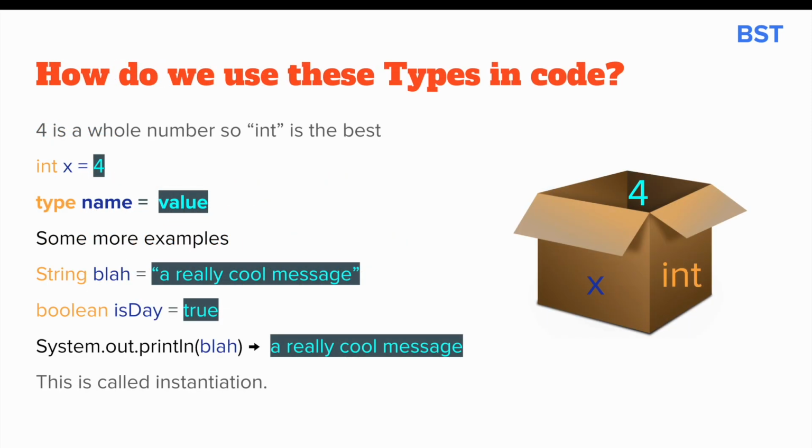So how do we use these types in code? This process is called instantiation, as I mentioned before. For the most generic type, you just do the type, name of the variable, and then the value. So for integer, in this box diagram I have here, I would do int, then x equals 4. For string, remember you need those quotes. So string, whatever you want to call it, a really cool message. And Boolean, of course, you only have true or false, and it's lowercase true and lowercase false.